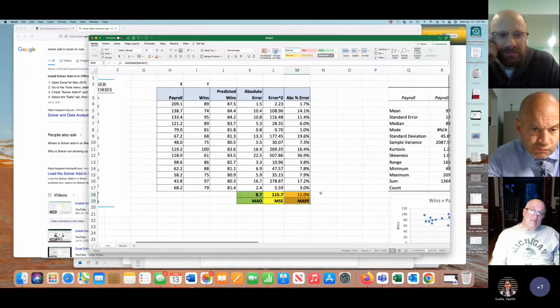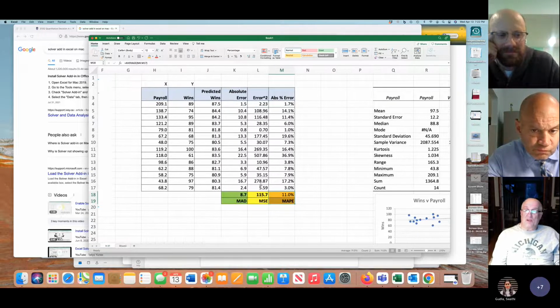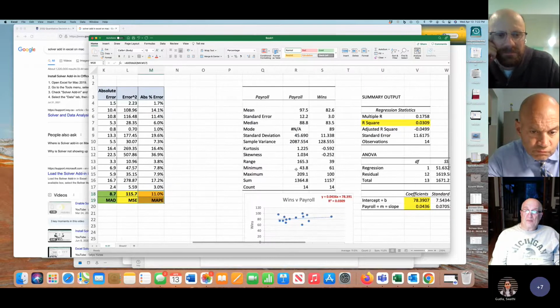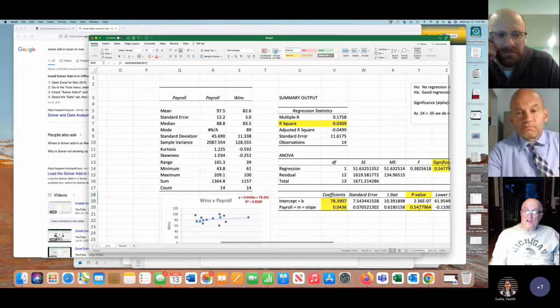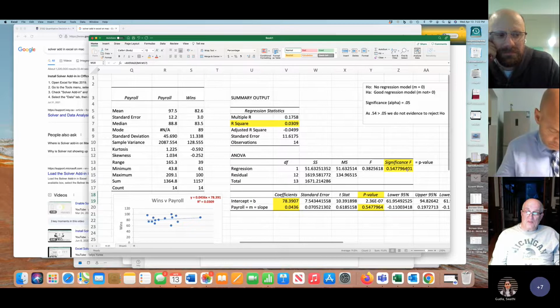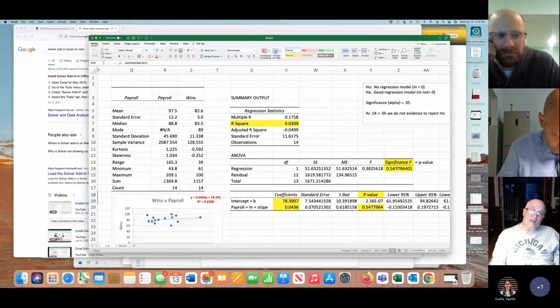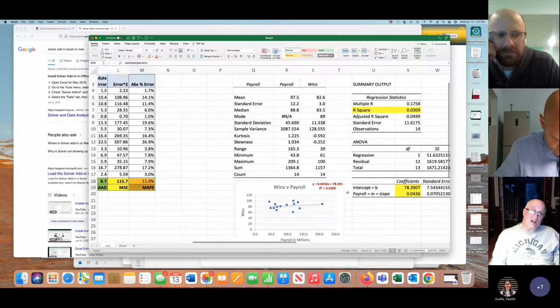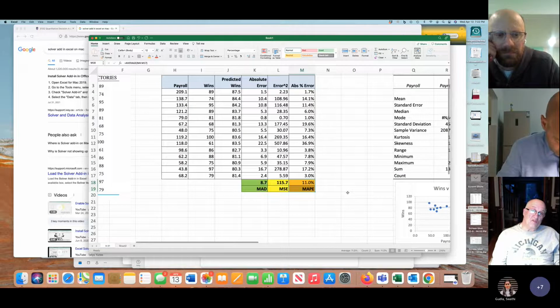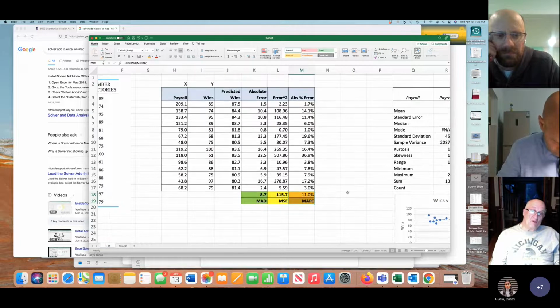I would say, taking these out of the picture, the R squared and these significance values, which happen to be the same in these models, make it not a fun model. I would not use this model to try to predict. Based on this only, I would conclude payroll is not a good predictor of number of wins.